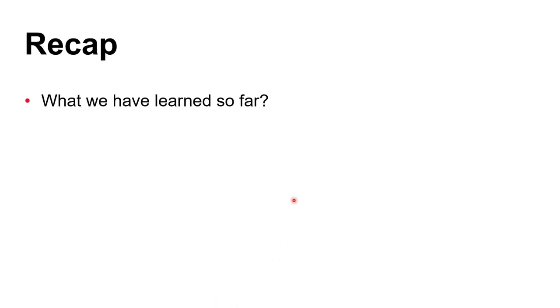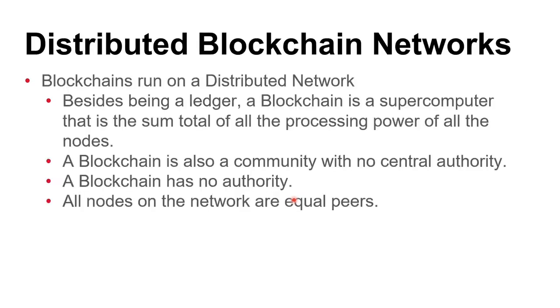So what we have discussed so far are consensus algorithms. We discussed hashing. We discussed mining, blockchain mining. We discussed Bitcoin. We also discussed the blockchain and the blocks and how blocks are filled with transactions. So right now we are going to talk about the blockchain distributed network.